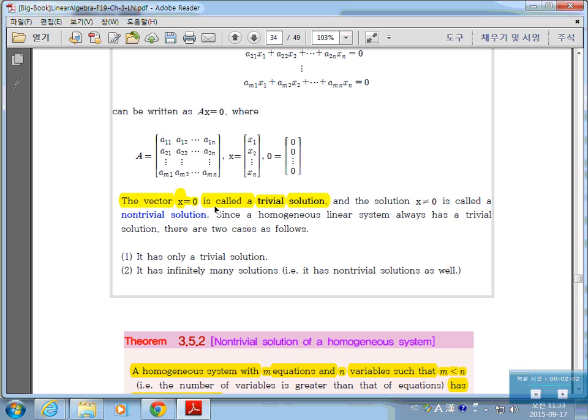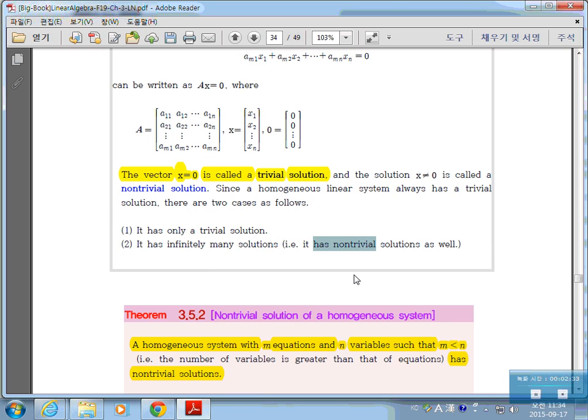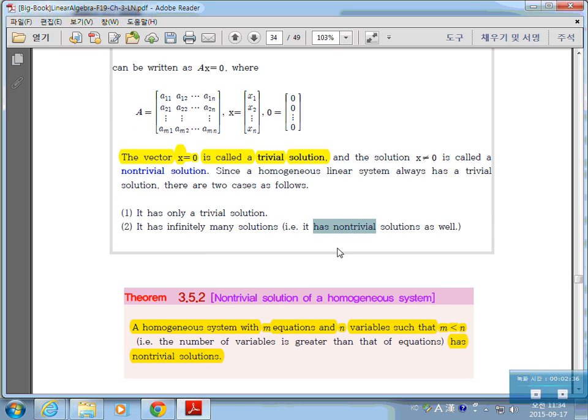Here, where AX equals 0. Then in this case, X equal to 0 is a trivial solution. It is always a solution for the homogeneous system of equations. But a solution which is not a zero vector is called a non-trivial solution. Since a homogeneous linear system always has a trivial solution, it only has two cases for the solution set. The linear system of equations has only a trivial solution, or it has infinitely many non-trivial solutions. So instead of three cases, because it always has a solution, we only have two cases. That's it.